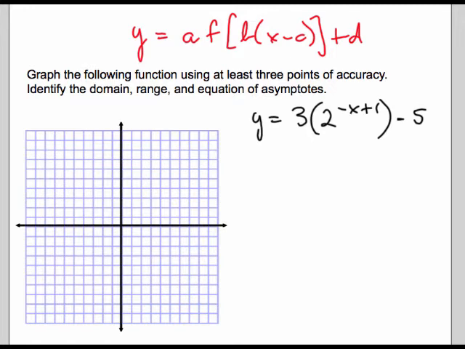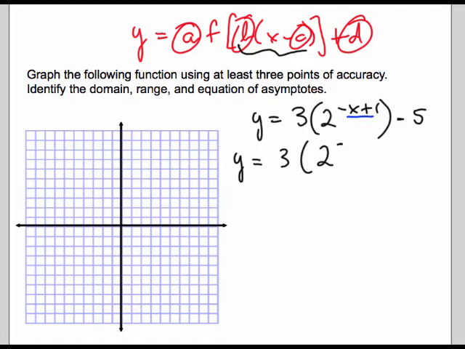First thing I'm going to do is make sure that I've got everything separated out, my a, b, c's, and d's, so I can see what's affecting what. And the first thing that I often need to deal with is x. I've got a negative there, I've got a plus 1 there, and I really need to factor out the coefficient of x to separate the different things that are going on. So we have 3 times 2 to the negative bracket x minus 1, minus 5.